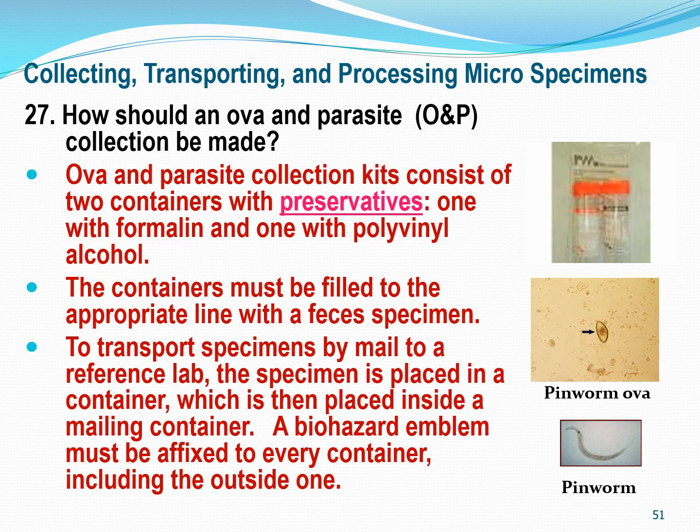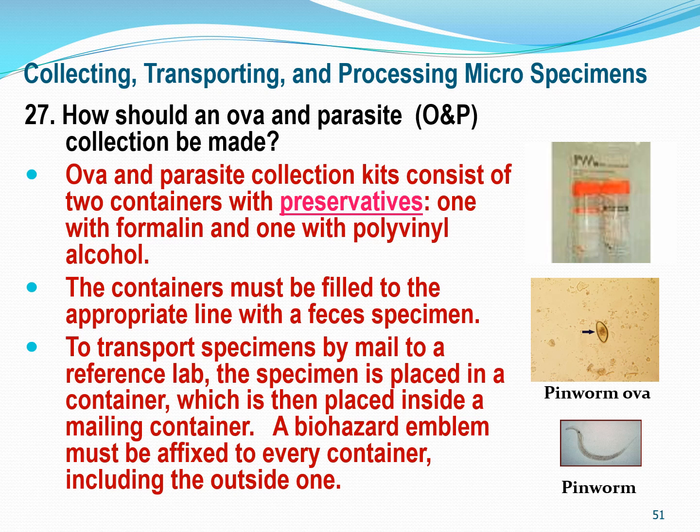Okay, now let's talk about O&P, ova and parasite collection, okay? Ova and parasite collection kits consist of 2 containers with preservatives, one with formalin and one with polyvinyl alcohol, okay? The containers must be filled to the appropriate line, and it will tell you on that kit, with a feces specimen. And as I tell you in lab all the time, guys, make sure you follow the manufacturer's policy and procedure for those particular kits. Always read the directions and make sure you're following the directions to a T, okay?